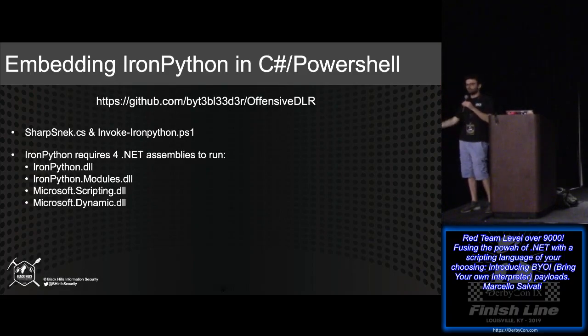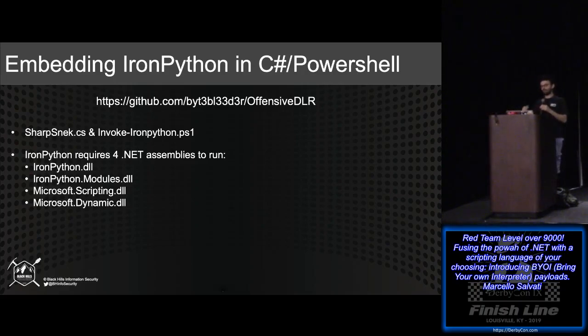So if you want to follow along or look at it later, definitely go ahead. The one that I'm going to be showing you is invoke IronPython.ps1. This is embedding the IronPython compiler within PowerShell and executing Python through that, okay? On that repo, though, there's also sharpsnake, which I thought was cute, that basically embeds the IronPython compiler within a C# binary, okay? And IronPython requires 4 .NET assemblies to run, 2 of which are from Microsoft.